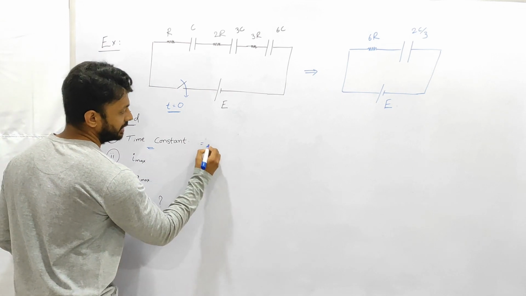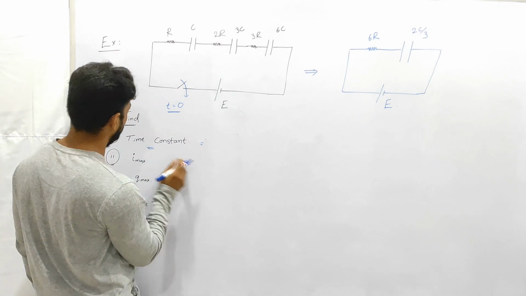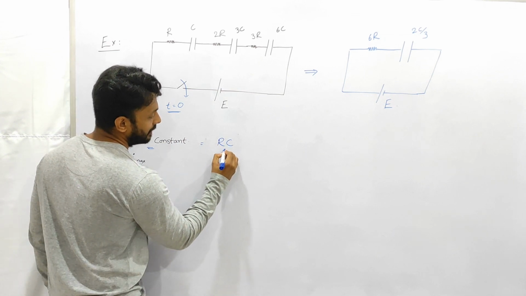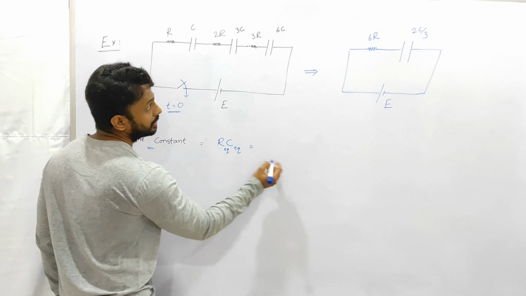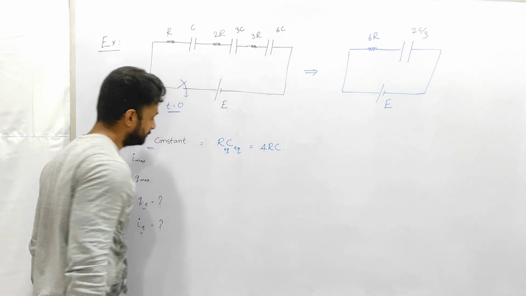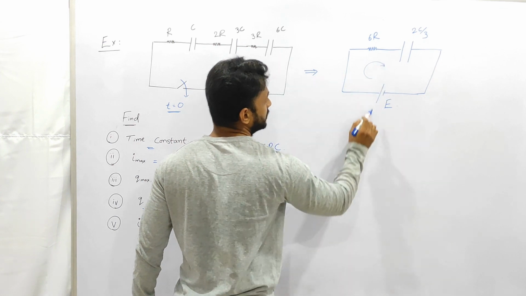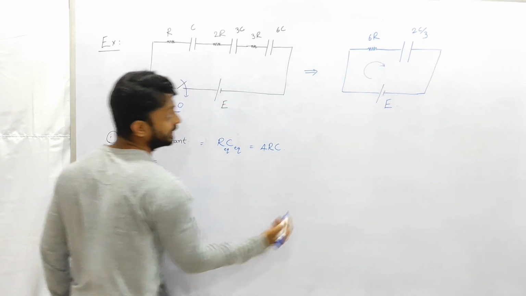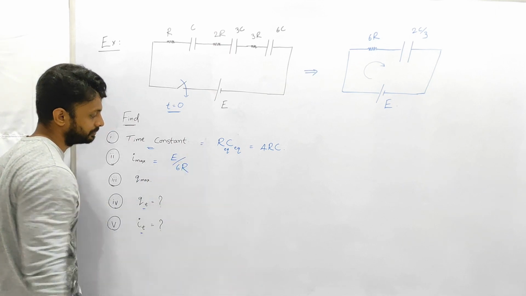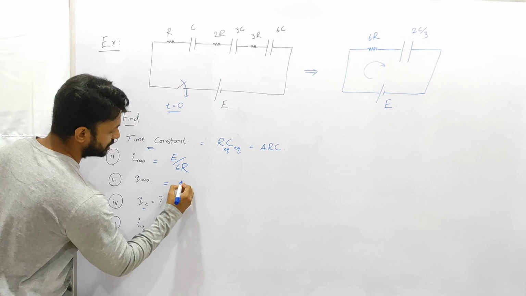For this simplified circuit, I'm finding the time constant. So let me write this directly. The equivalent time constant comes out to be R equivalent into C equivalent, so 6R into 2C by 3 gives 4RC. And what is the maximum current in the circuit here? At t equal to 0 you get E divided by the total resistance, so that is E by 6R. And what is Q max? Effective capacitance into EMF, that is 2CE by 3.